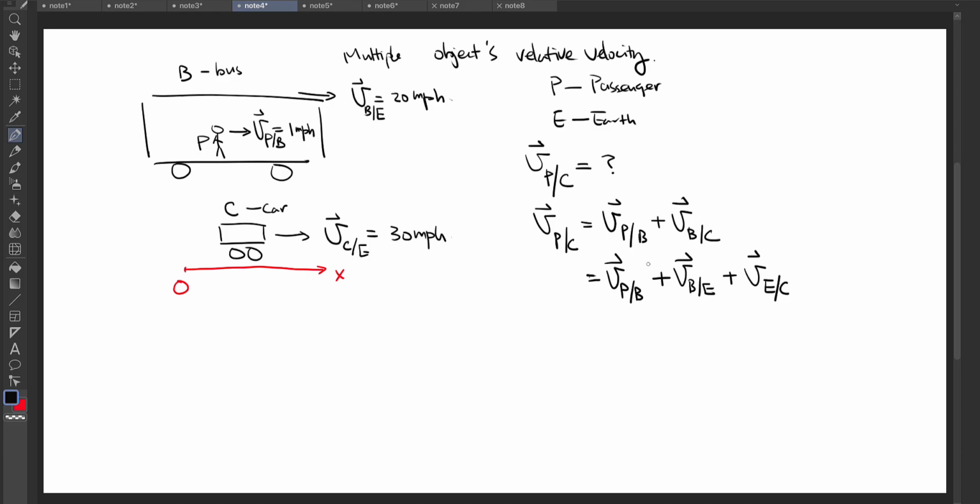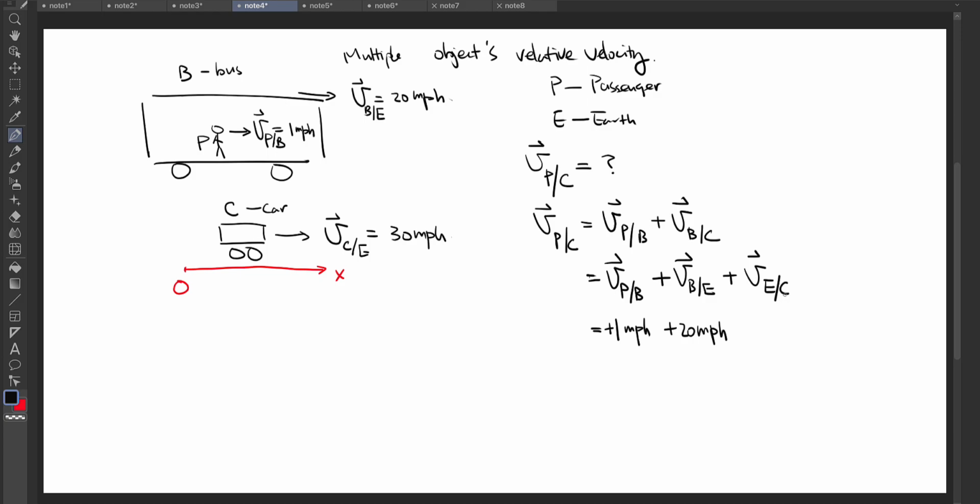Then I know, finally, the passenger's velocity relative to the car. Okay, so now let's plug in the numbers. Passenger relative to the bus is 1, which is also positive, and bus relative to the Earth is 20, which is also positive.